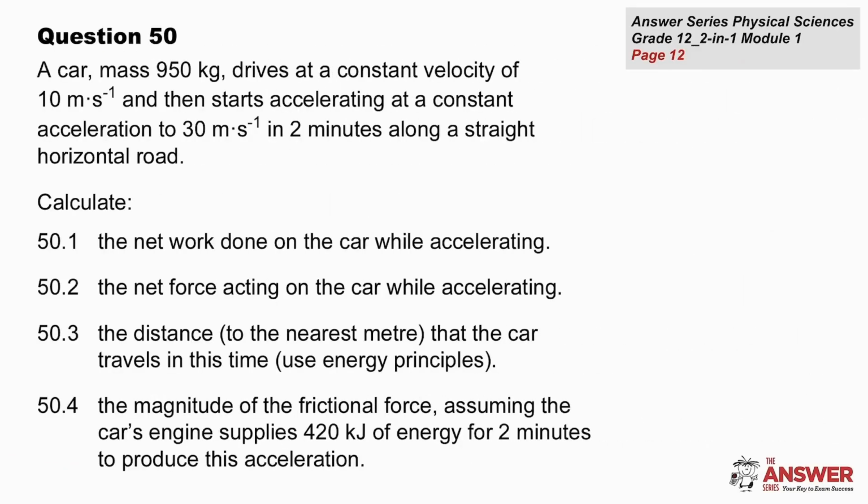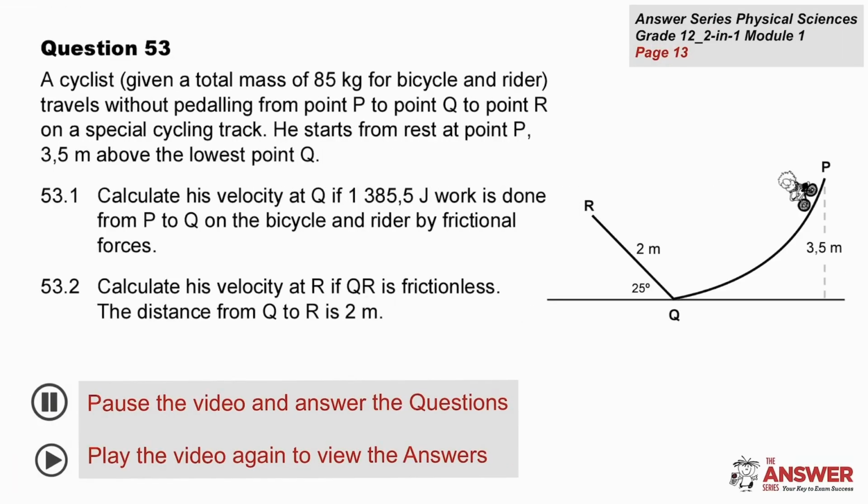Here is a question from the 2-in-1 study guide. In this question, we have accelerated, horizontal, linear motion, but we're required to use energy principles to find the unknown displacement. In this question, we have two pieces of motion, each with a different net force. All our equations so far assume a constant net force, so we have to treat the motion from P to Q separately to the motion from Q to R.